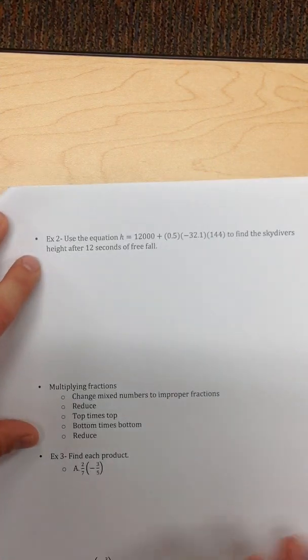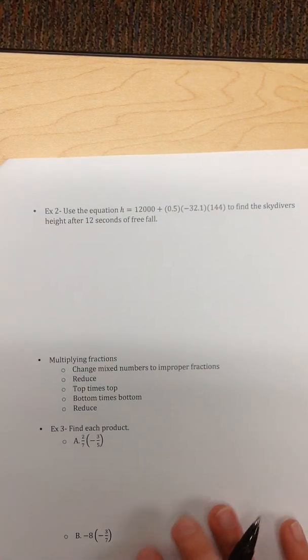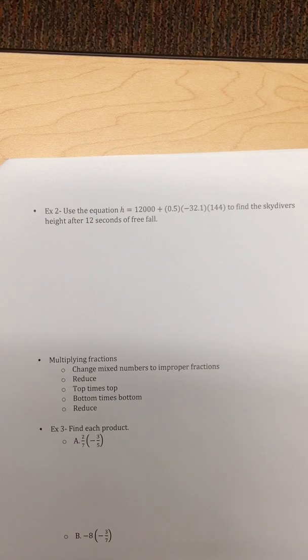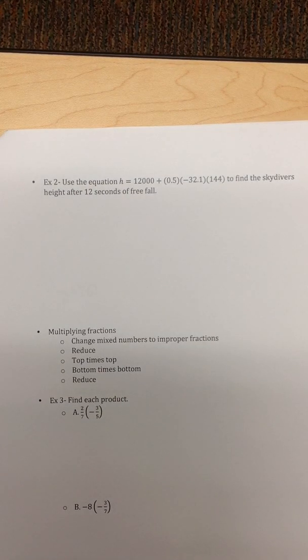So the next page, we've got a little bit of a story problem. So it says, use the equation H is equal to 12,000 plus 0.5 times -32.1 times 144, to find the skydiver's height after 12 seconds of free fall.